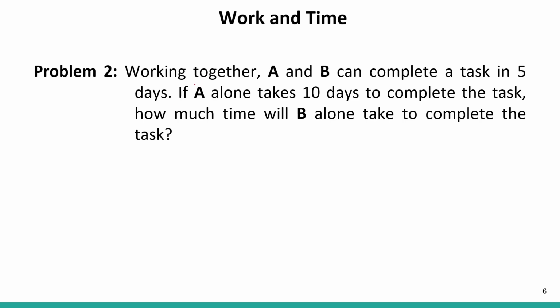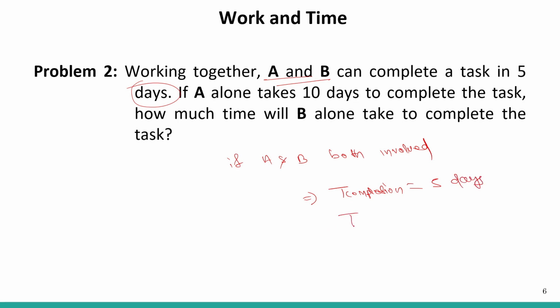Problem number 2 asks us that when working together, A and B can complete a task in 5 days. If A and B are both involved, this implies that the time needed for completion is equal to 5 days. If A alone takes, so T_A completion, the amount of time A took to complete exactly that task, is 10 days. So the question is how much time will B alone take to complete the task. Let's go forward.